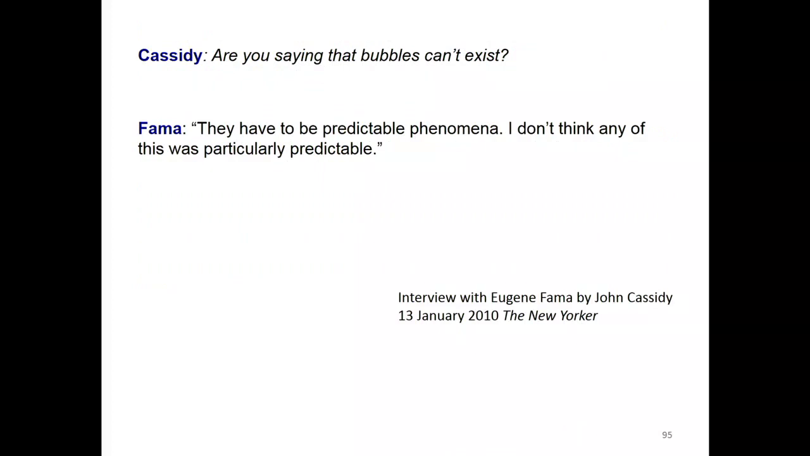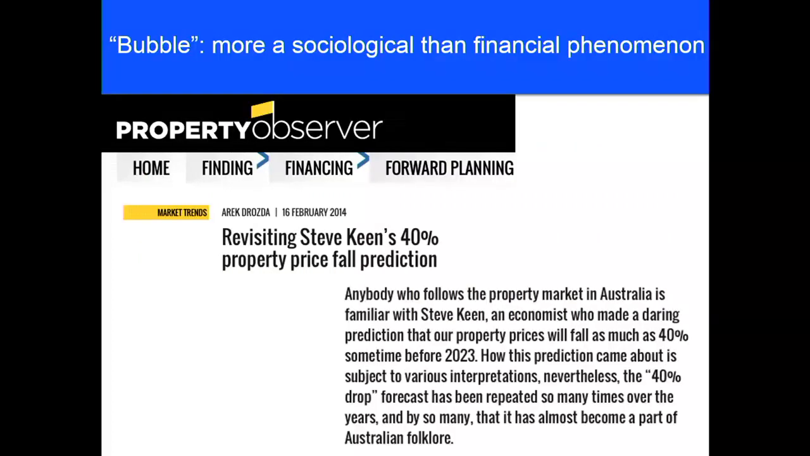So it says they have to be predictable phenomena. I don't think any of this was particularly predictable there. Have a look at Steve Keen. So this is the most famous or notorious thing. This notion of a bubble is more sociological than a financial phenomenon.